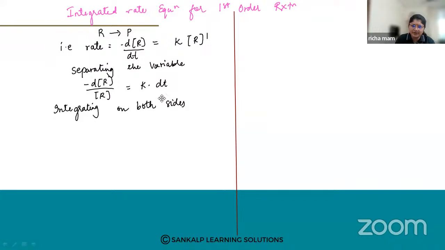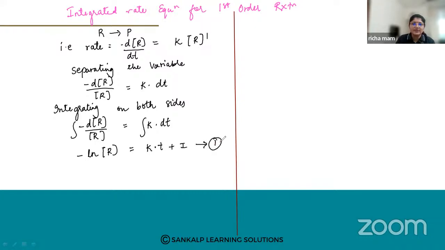So how are we going to get it? The integration of minus dr by r is equal to k dt. After integration, we get minus ln of r is equal to kt plus I. This is our equation 1, where I is the constant of integration.